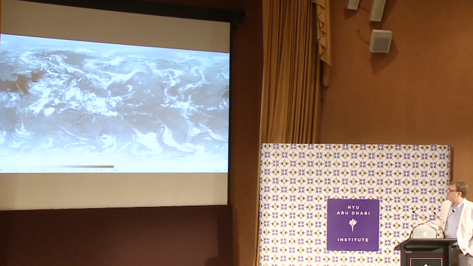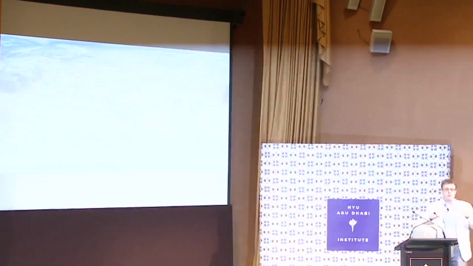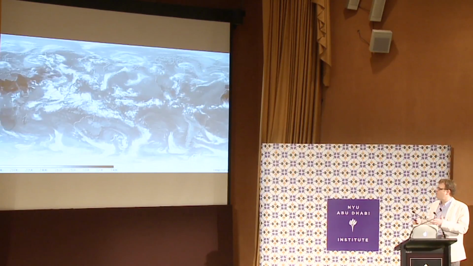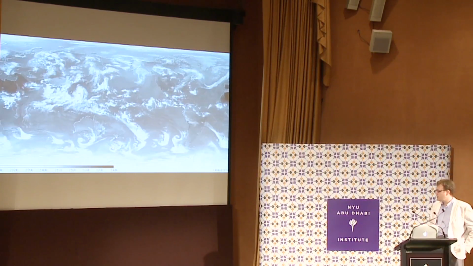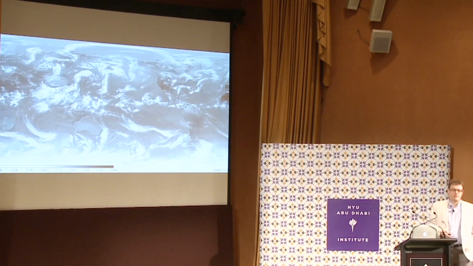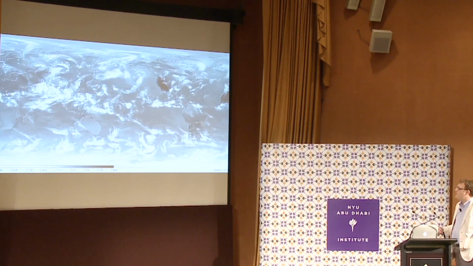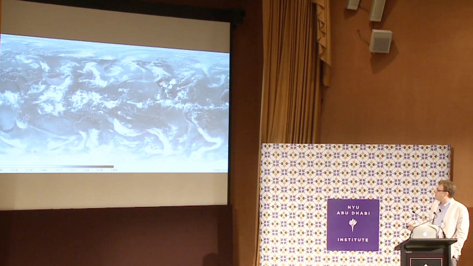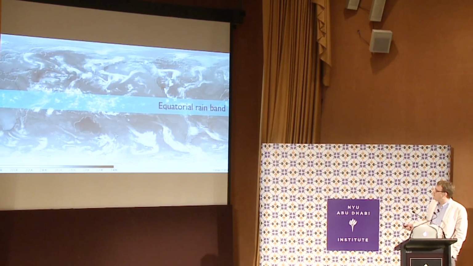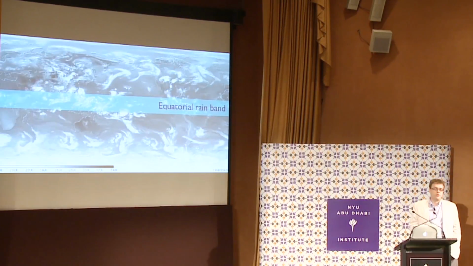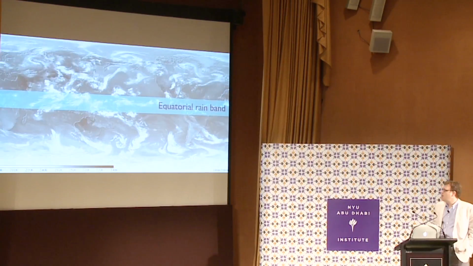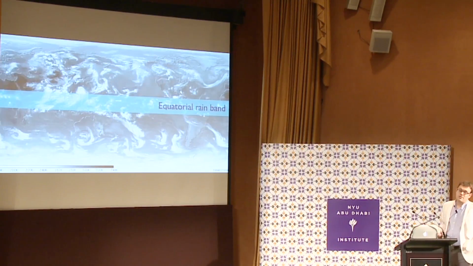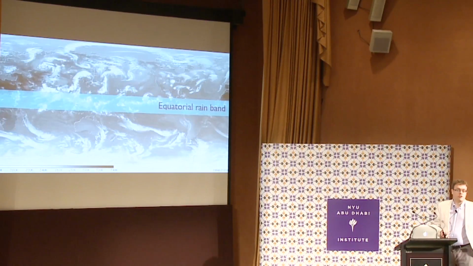So if you look at this picture, there's a lot of motion. It seems to be popping in very different and very complex ways. But if you try to abstract things a little bit, you can observe certain patterns. The first thing is that if you look at the region around the equator, you find a lot of very high clouds in the equatorial region.